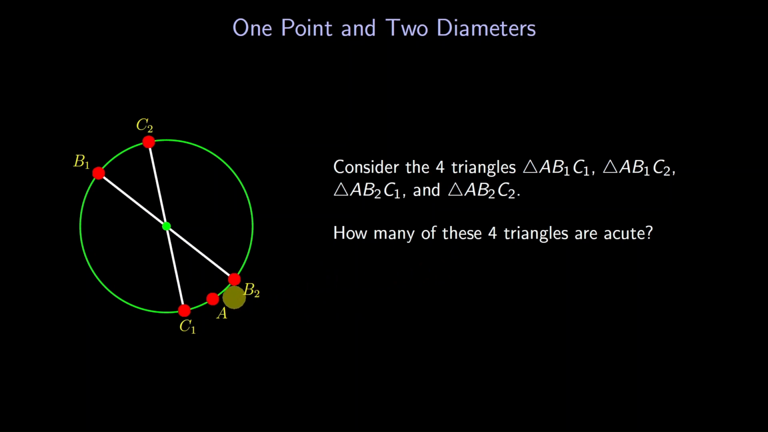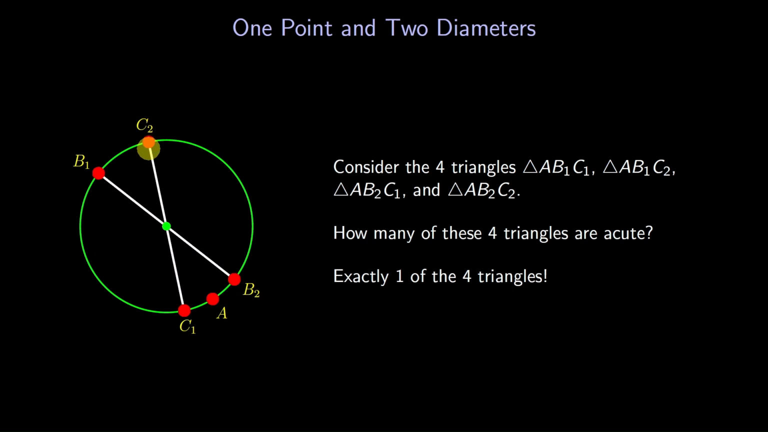You might think the answer depends on the points, but it doesn't. One and only one of those triangles is acute. Namely, start at A and imagine walking around the circle in both directions. Look for the 2 points that are not adjacent to A. In this picture, it's B1 and C2. Then the triangle AB1C2 will be the only acute triangle.